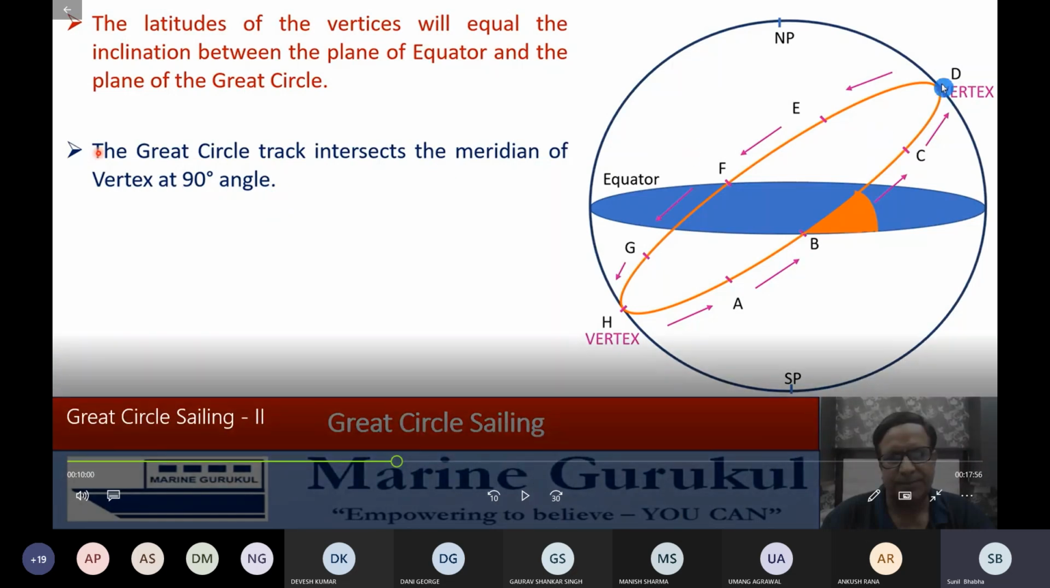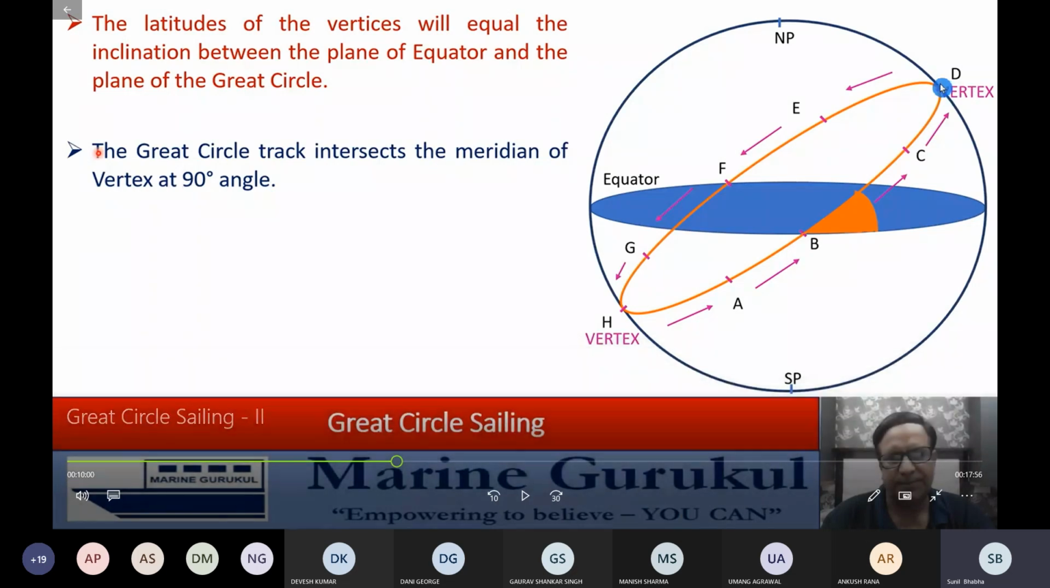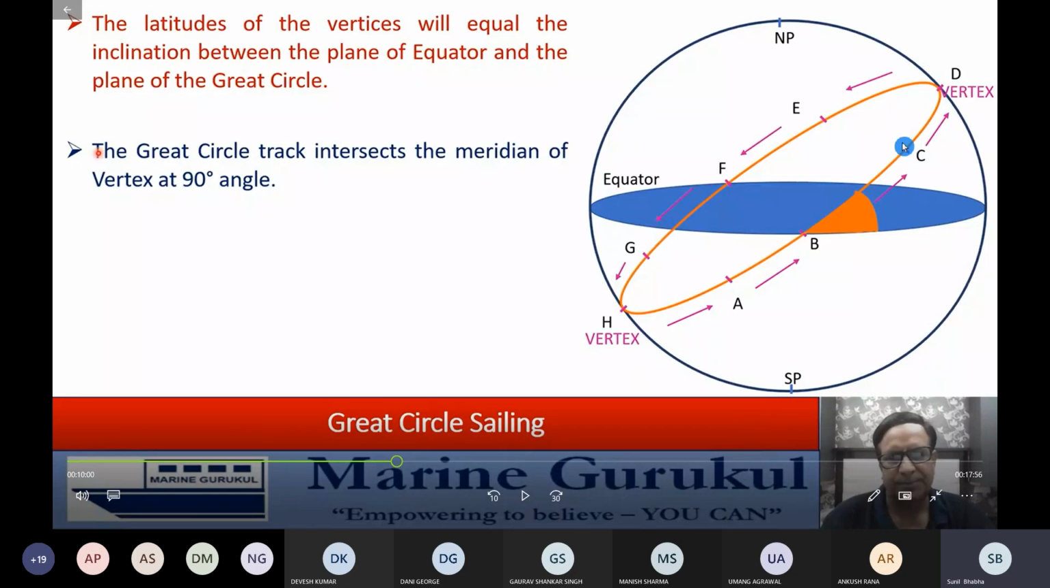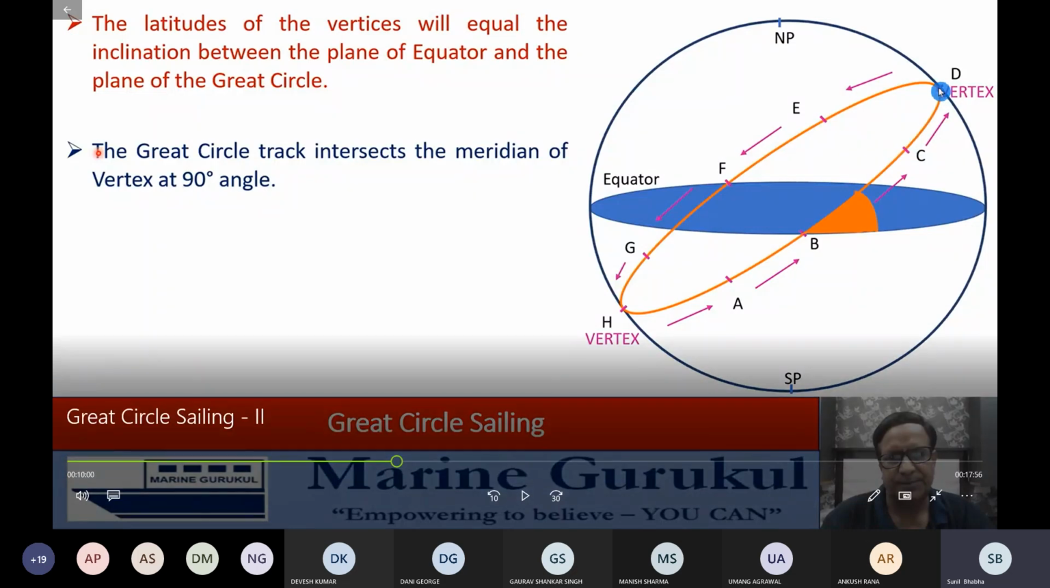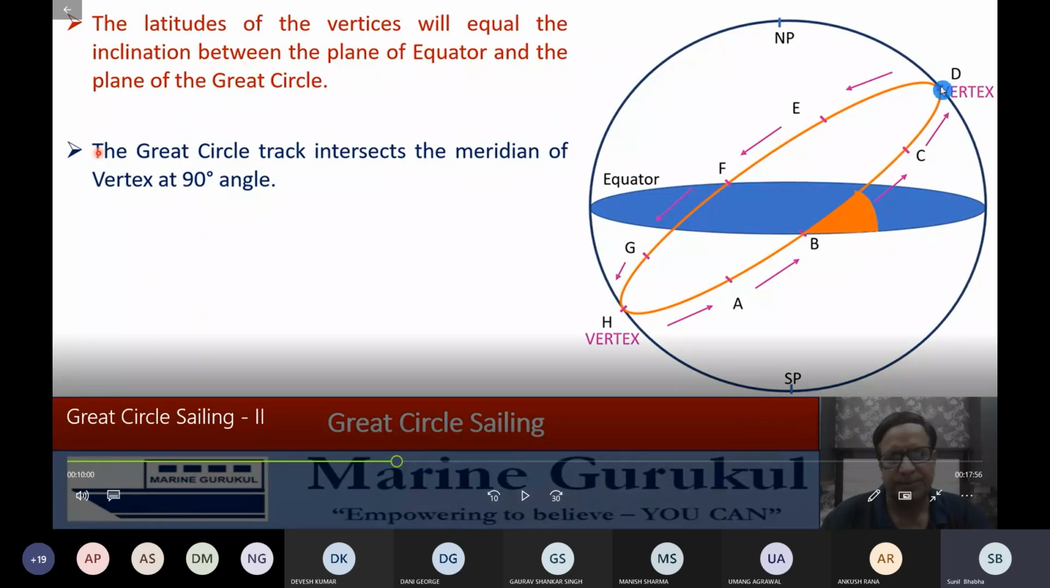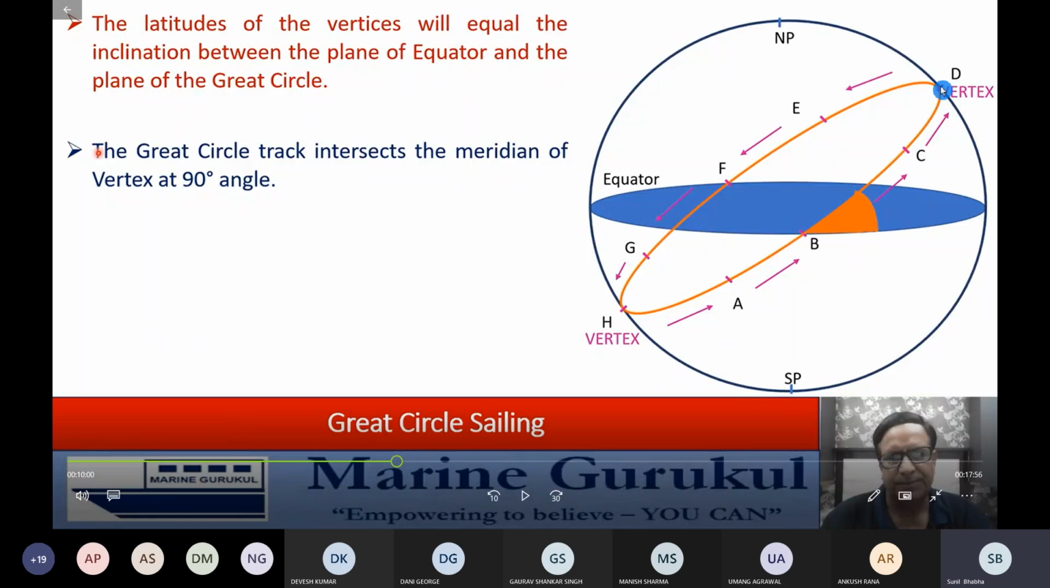So at the vertex, this angle would be 90 degrees, not at any other point, because at other points, the direction of the great circle track is going to change. It will not remain east-west. It is only at this particular point, that is the vertex, which is the delta point, that the great circle track will be at right angles to the meridian. So this is clear to everyone, beta? Yes, sir. Okay, all right. Let's proceed ahead.